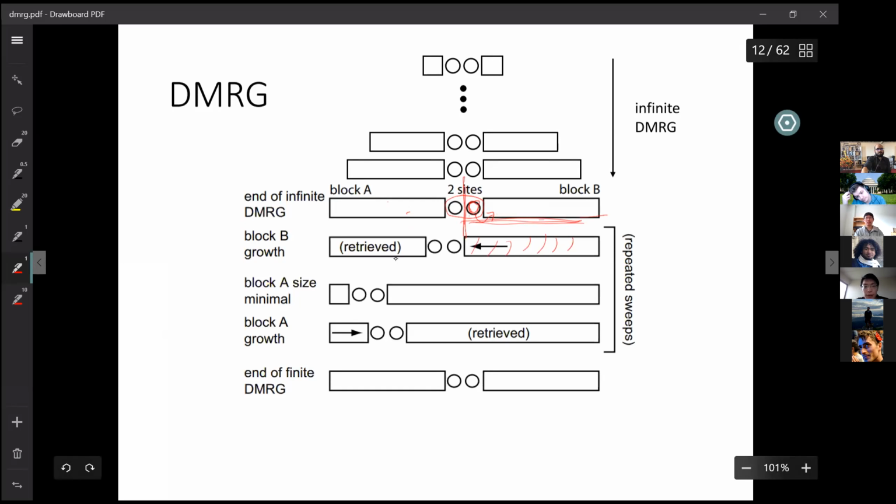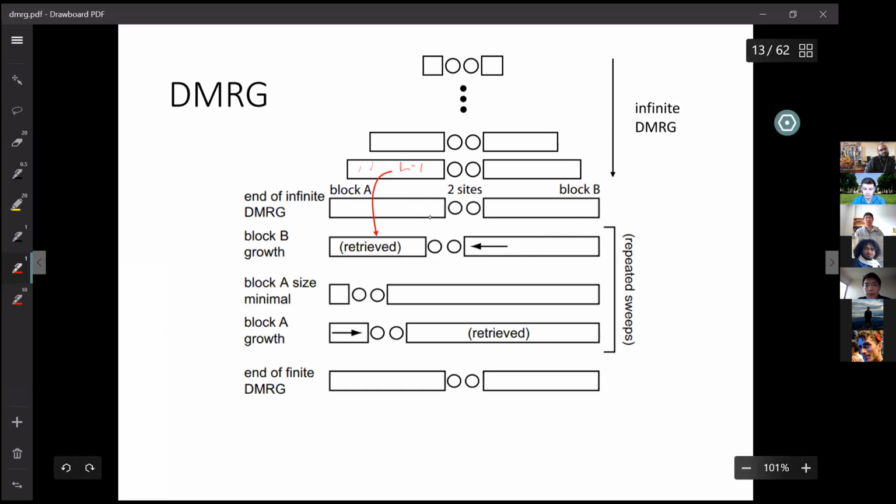For the left-hand side, we are basically asking the question, what is the best way to describe it? Suppose this block A has length L. What is the best way to describe a block A which has a length L-1? We have solved this problem in the warm-up step, so we just read this from memory. So here is the L-1 block, and we just read this from memory.